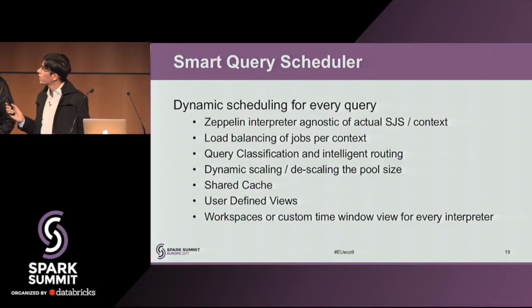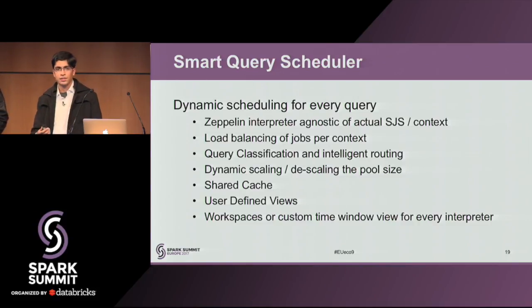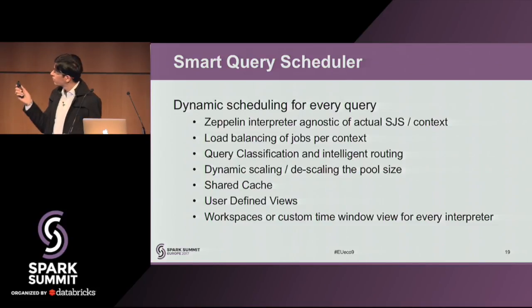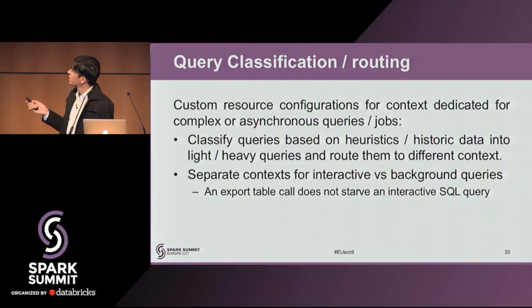So specifically on the Smart Query Scheduler, these are the features that we added. The first thing was, of course, that the interpreter is now agnostic, so it does not even know where the next query will run. Practically, every different query could go to a different context every time. And it will allow for load balancing, and a couple of features which we'll go into further details, like query classification, dynamic scaling, shared caching, and all that. We'll go through all of them one by one.